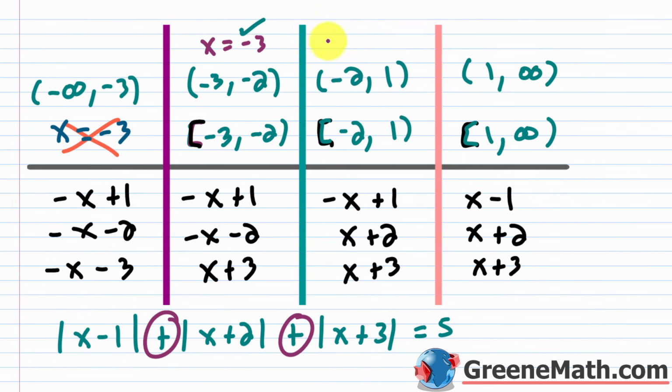So x is equal to negative 1. Would I accept that? Let me write that up here. So x equals negative 1. Well, yeah, that's in this interval and this interval, no matter which one you used in this case. So I would accept that. So x equals negative 1. All right, let's take this one. We're going to end up rejecting.